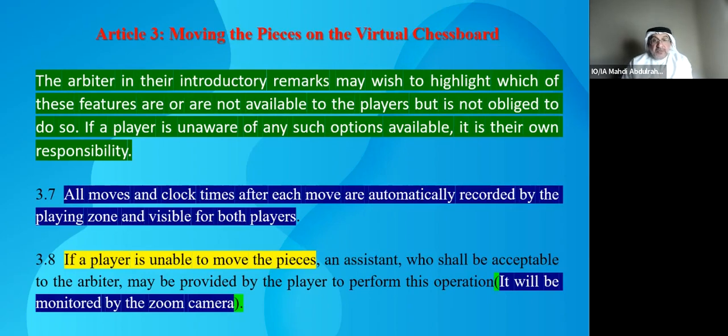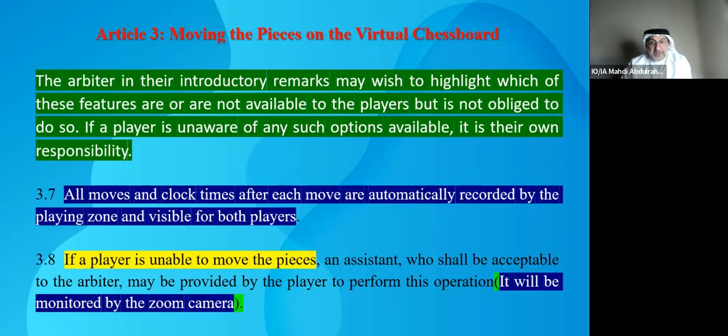If the player is unable to move the pieces, an assistant who shall be acceptable to the arbiter may be provided by the player to perform this operation. So in this case, if a player is disabled, or maybe on this day has a problem with his arm or a broken arm, he needs an assistant to help him move. After approval of the arbiter, the zone arbiter has to always watch this assistant, because maybe the assistant gives him some information, a kind of cheating.